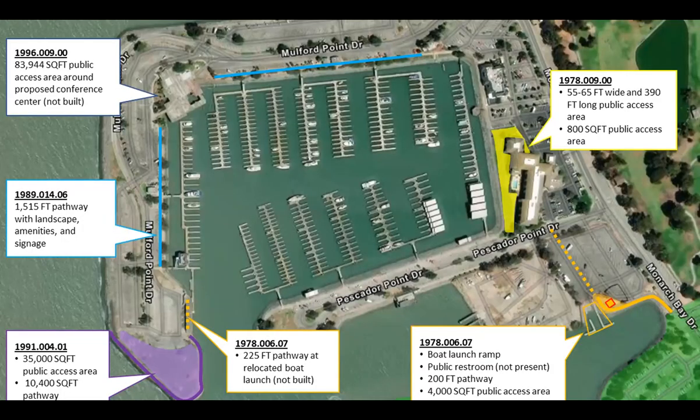So about the public access facilities, there are a handful of existing BCDC permits active at the project site. This graphic shows the public access facilities that were required in the permit special conditions. As you can see, there are a few pathways and green spaces, as well as the boat ramp off of Pescador Point. There are also some access facilities that were tied to projects that were not built, like the relocated boat launch here, or the conference center at the Blue Dolphin here.